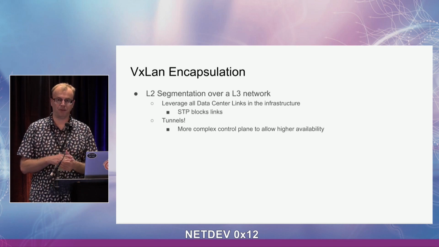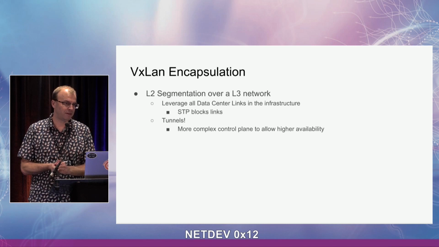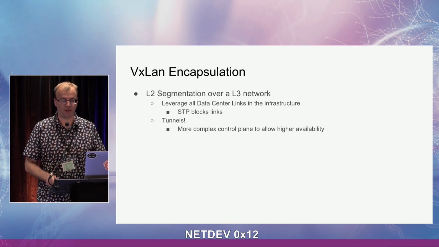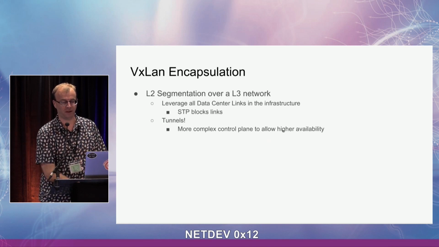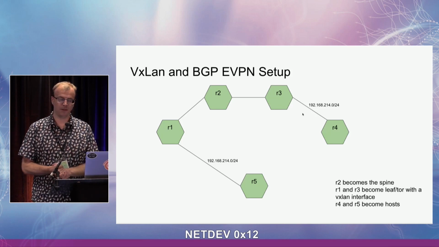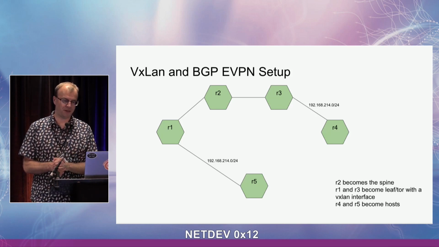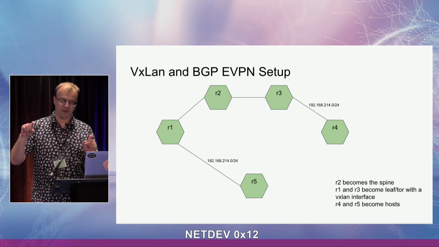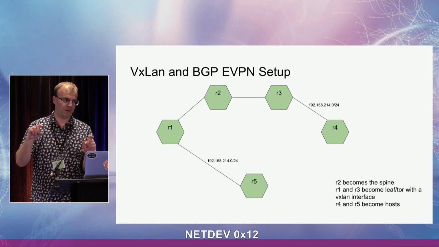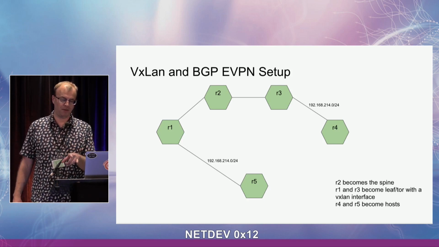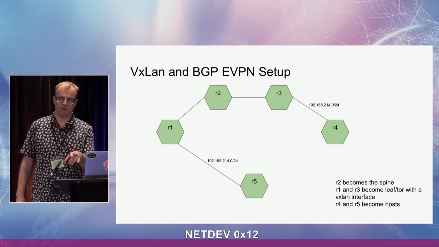VXLAN encapsulation is just a bunch of tunnels, effectively, right, Rupa? It's a lot more complex control plane, but allows a lot better higher availability. All right, so in this example, I'm going to rework the topology a little bit. But the thing I want to call out here is that R1 and R3 become the leafs or TORs in this VXLAN network. R2 becomes the spine, and R4 and R5 are going to be configured with the same /24 network.